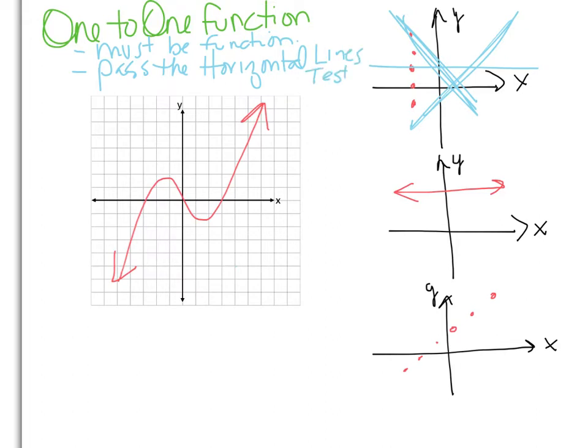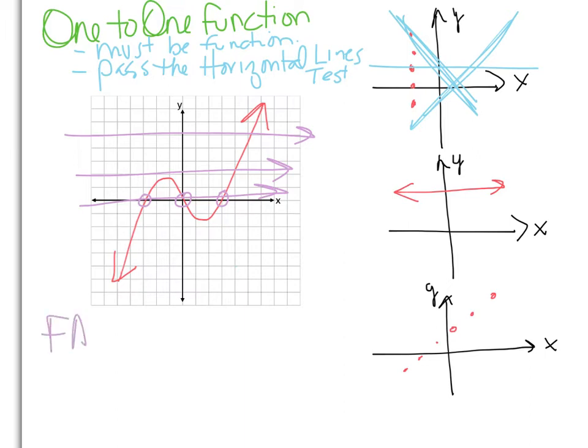So for this one, maybe I'll try a different color and see if we pass this horizontal line test. There it crossed only once. Here it's crossing only once. Here it crosses, oh no, 1, 2, 3 times. So if it fails anywhere, it fails the whole test.